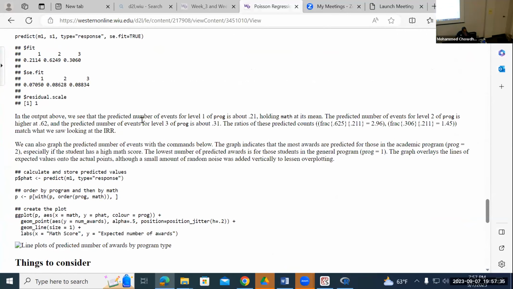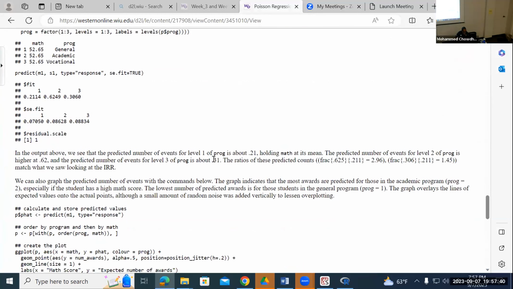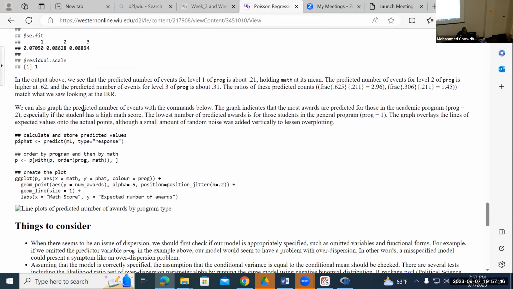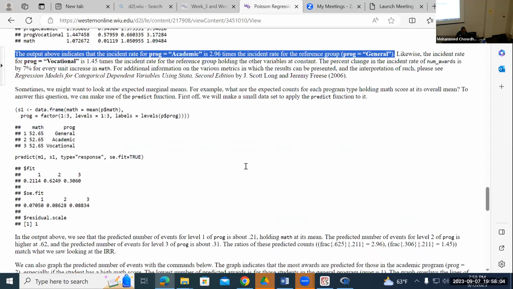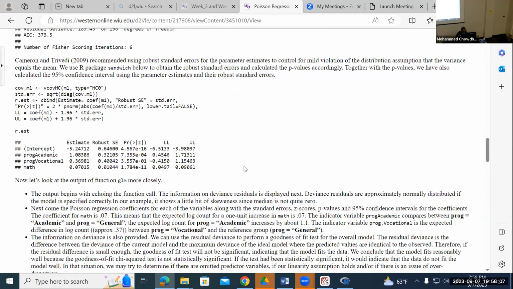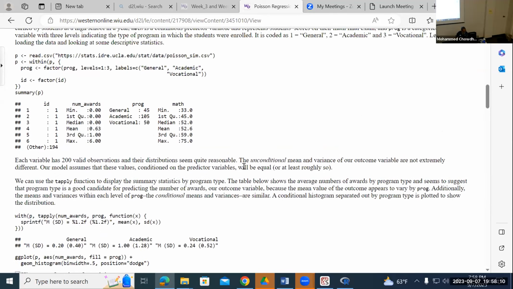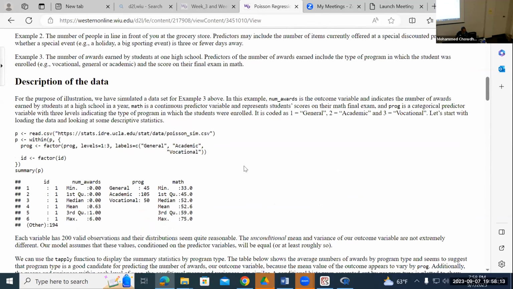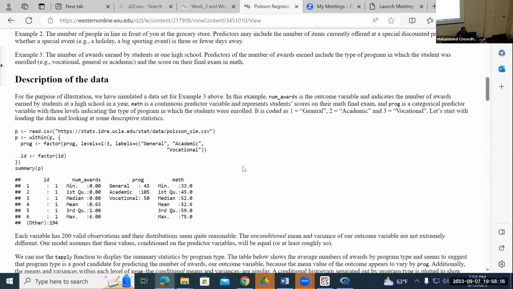In the output, we see that the predicted number of events for level 1 of program is this, holding math at its mean. So here we can also graph the predicted number of events with the comments below. The graph indicates the most hours are predicted for those in the academic program 2, especially if the student has a high math score. So program 2 equals what? Program 2 equals academic.